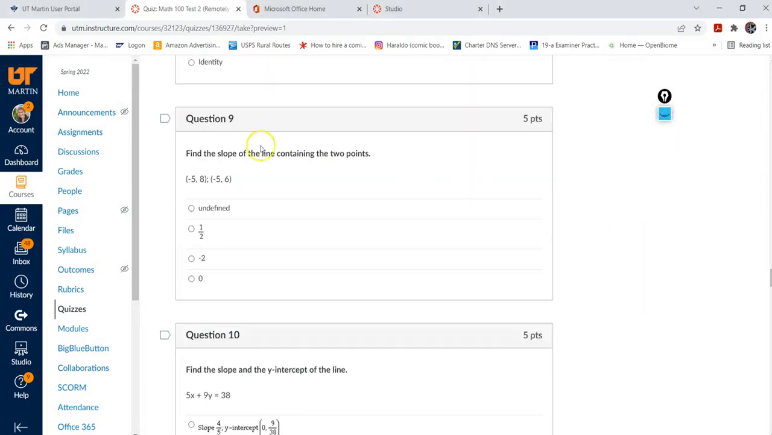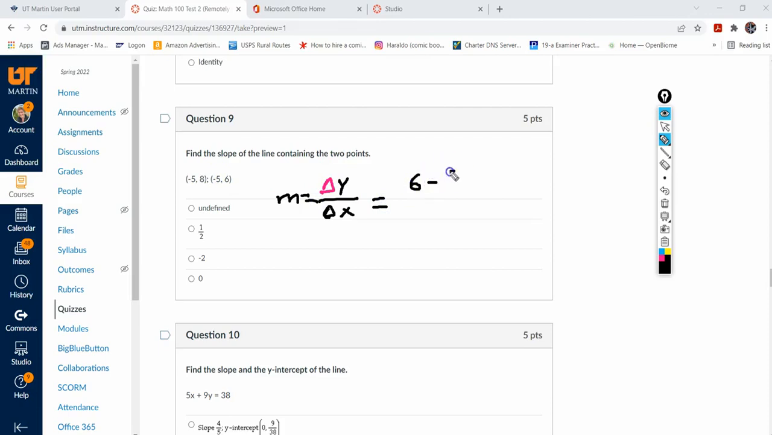Okay. Question 9, find the slope of the line containing these 2 points. Okay, so the slope is equal to the change in y over the change in x. So it's going to be this y coordinate minus that y coordinate, divided by this x coordinate minus the first x coordinate.